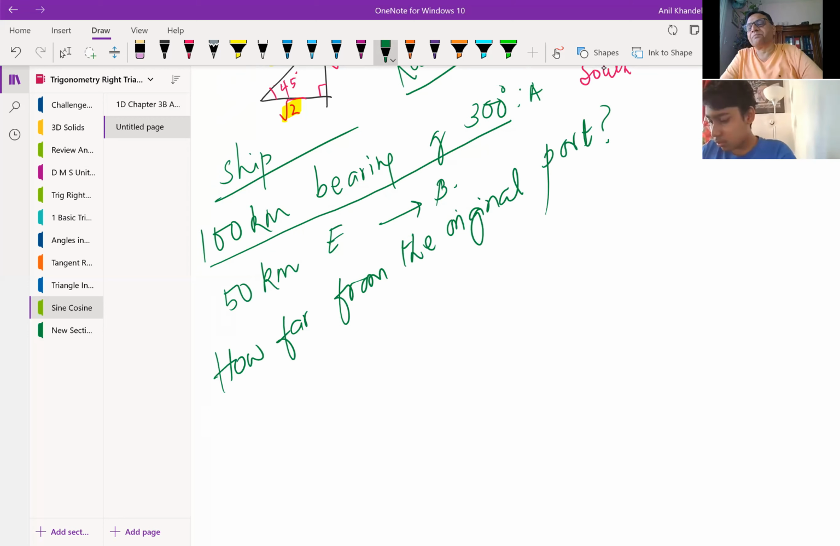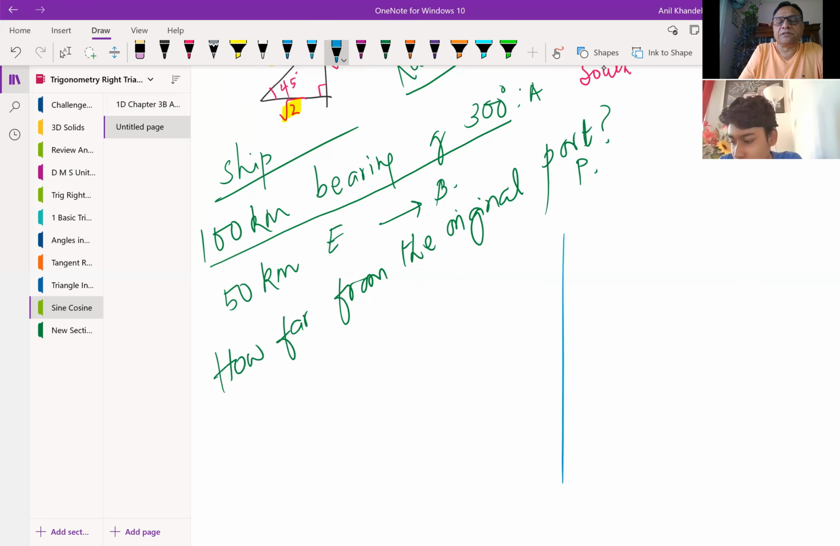You understand the question. So a ship starts from a port. Let's call this port as P, right? Port P. And from here, it goes to port A, which is 100 kilometers at a bearing of 300. And then to port B, which is 50 kilometers east of port A. You have to find how far is it from its original position. That means P to B. So first thing, we have to sketch this diagram and then we have to solve this question. Can you help me sketch the diagram, please?